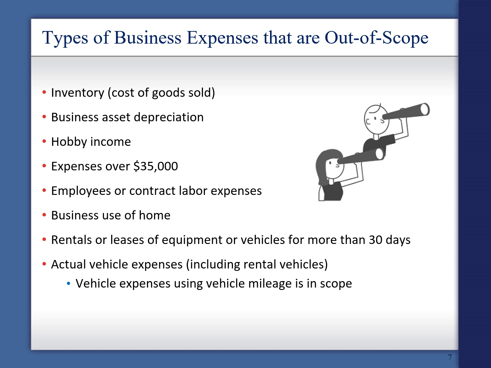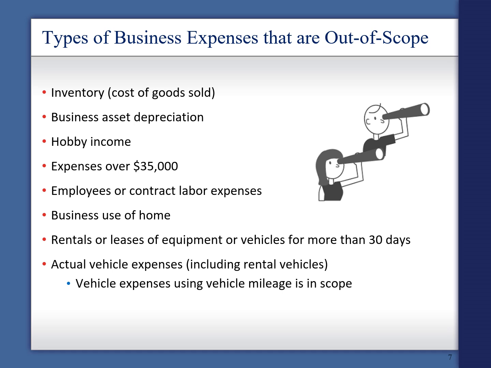The business must be operated with the intention of making a profit. Anything else is a hobby. Hobby income is out of scope. If the total expenses are over $35,000, this is out of scope. Generally, expenses at that level involve a capital investment in the business that should be depreciated.